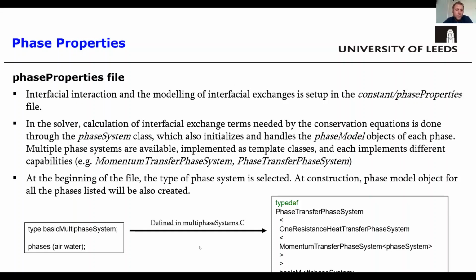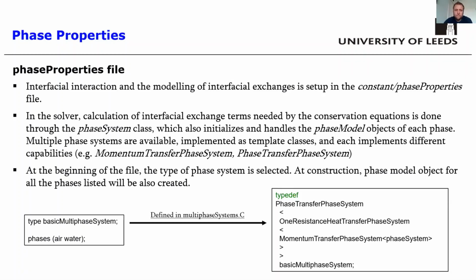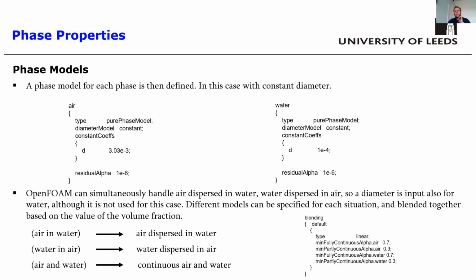And after that, we need to declare the main properties of these two phases. So we have a dictionary for each phase, one for air, one for water. They are declared as pure phase model. And as I mentioned, we can consider a constant diameter. So the diameter of the air is imposed constant with the value equal to the experimental value. And as you see there, we have to impose a value of the diameter also for the water.